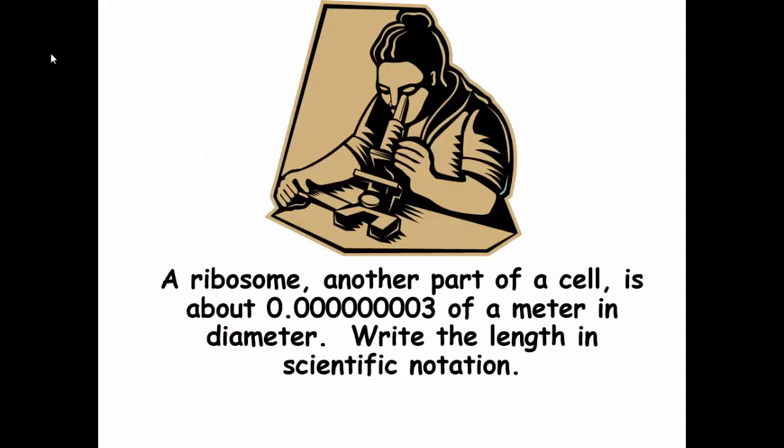Our final example here is talking about a ribosome. I'm sure I said that wrong. Another part of this cell is about 0.000000003 of a meter in diameter. So we want to write the length in scientific notation. We're going the other way. You guys want to move your decimal so that we have 3 in the ones place, and we will arrive at 3 times 10 to the negative 9.